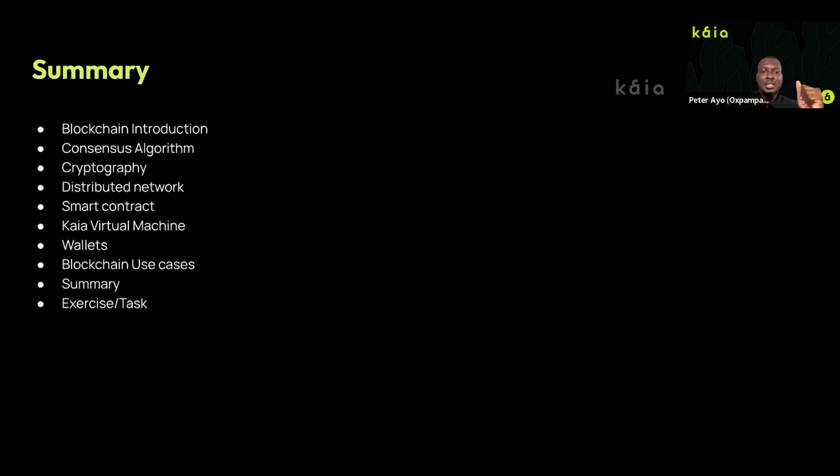Then we talked about wallets. In this case, we saw how to download your Kaia wallet, right? I think most of us already have Kaia wallets, and I showed a way to import Kaia network into your MetaMask if that's what you're using, and also how to fund your accounts, especially on the test network, Kaia Kairos testnet, right? And also we talked about blockchain use cases. And I think that'll be all for today.